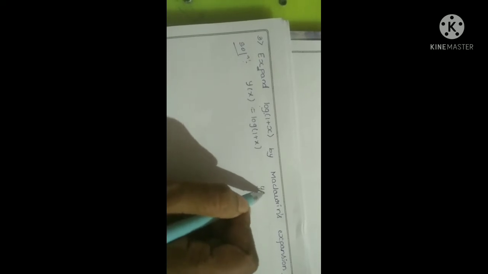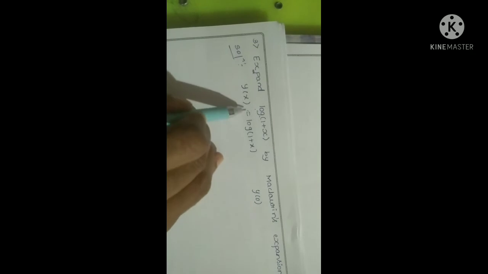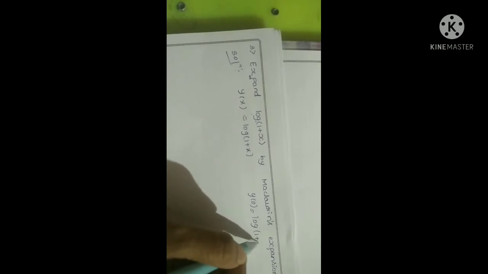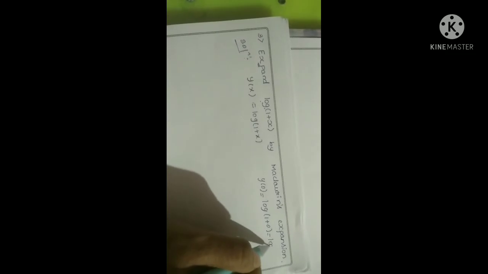So here, in place of x, what is our first step? y of x changes to y of 0. Wherever you find x in this equation, substitute it with 0. y of 0 equals log of 1 plus 0. Log of 1 plus 0 is log 1. Log 1 value is 0.